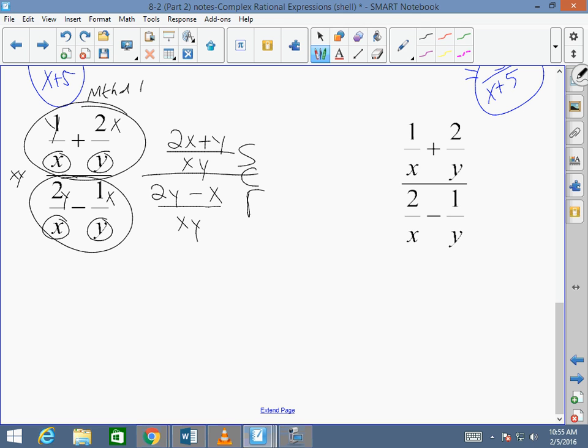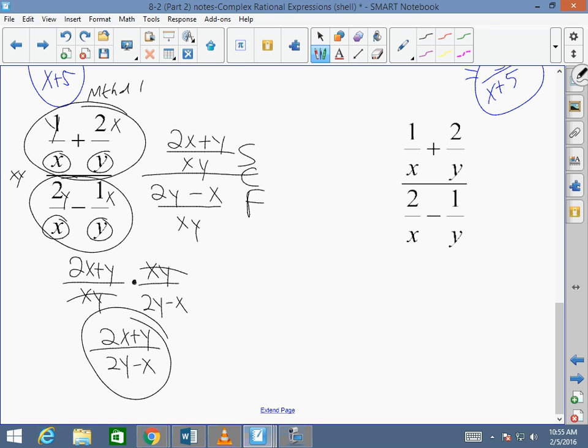Stay, change, flip. Stay, change, flip. Goodbye. I got 2x plus y over 2y minus x. Can I get rid of these 2's? No. Thank you. Good job.